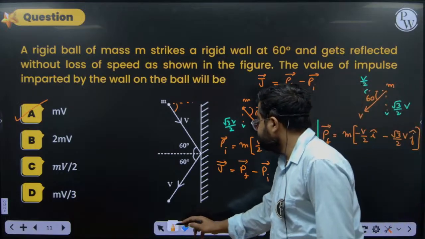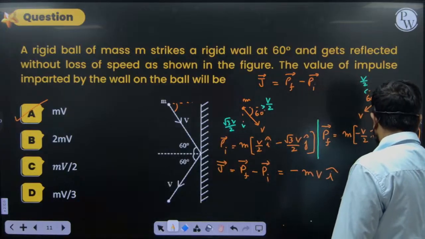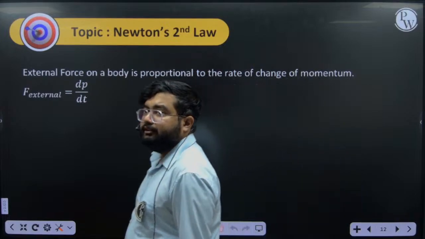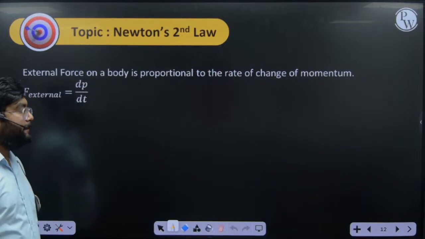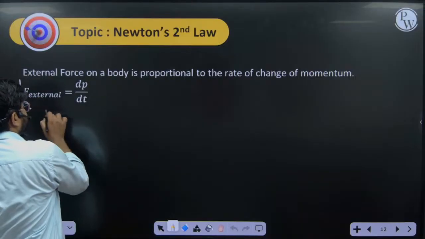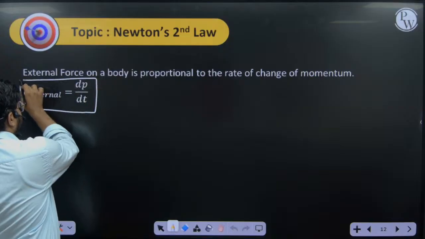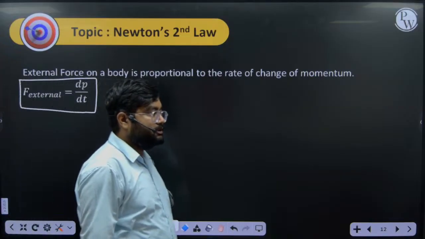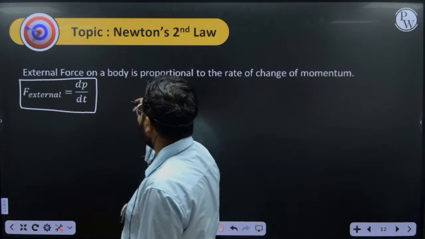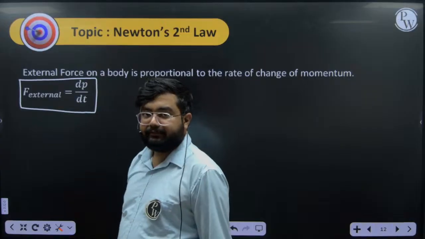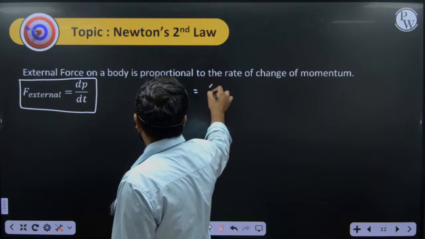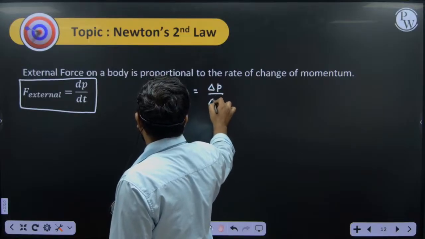All right, let us move forward. Next, we have Newton's second law. So Newton's second law states that the external force acting on any body is proportional to the rate of change of momentum. So in simple words, external force is just equal to dp/dt. Okay, and if we talk about average force, then we will write it change in momentum by change in time.